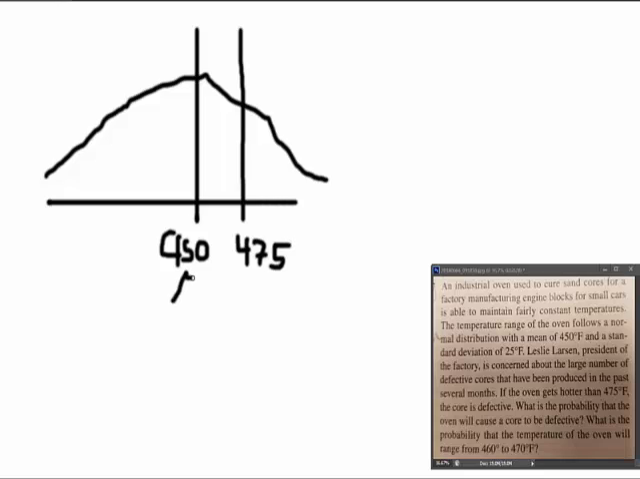So this is the mean, and this is x. It's telling us that we're interested in the probability of x greater than 475. So we're interested in this part of the curve.